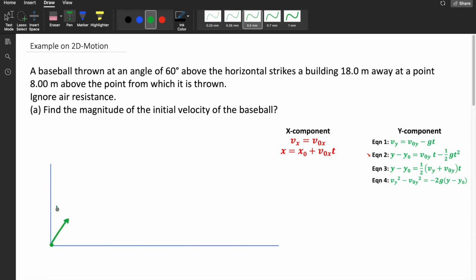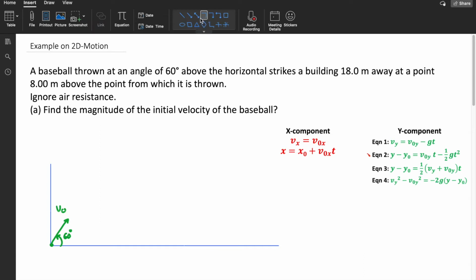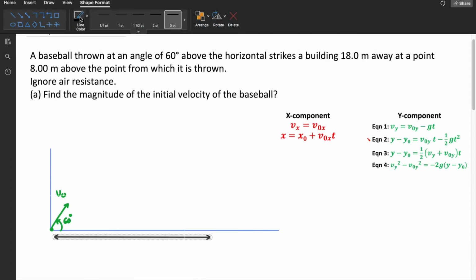So this is being fired with an unknown magnitude V0 at some angle of 60 degrees. And this projectile strikes a building 18 meters away. Meaning to say its range now reaches 18 meters. So this horizontal, yes, this will be 18 meters.